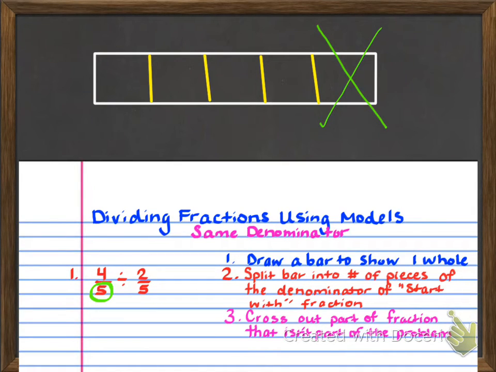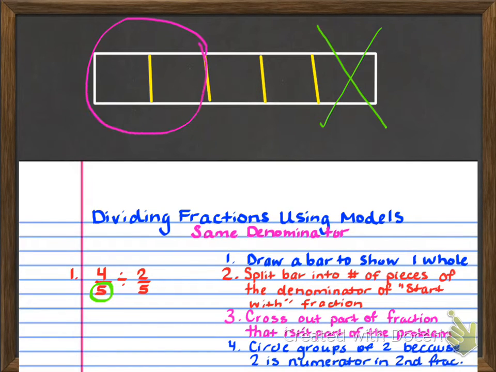So now our last piece is going to be to circle groups of 2 because that's our numerator in our division fraction. Because we want to find out how many groups of 2/5 are in 4/5. So now we need to circle groups of 2. So now we're going to go, okay, we have one group of 2. And we have another group of 2. And remember, this is 2/5 because this is a 5th, 1/5, and this is a 5th. So that gives you your 2/5.